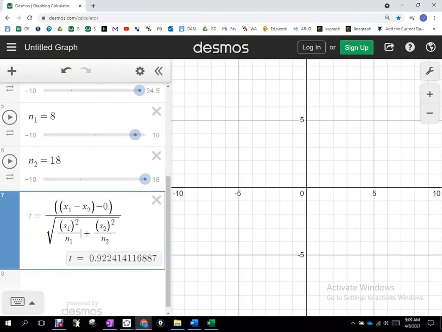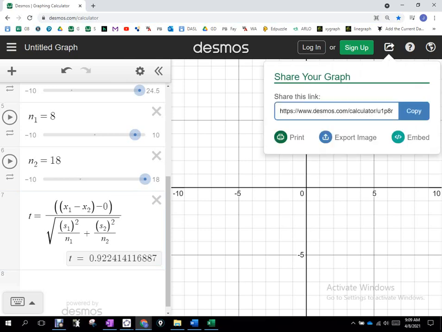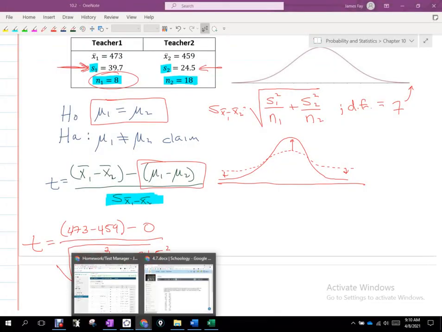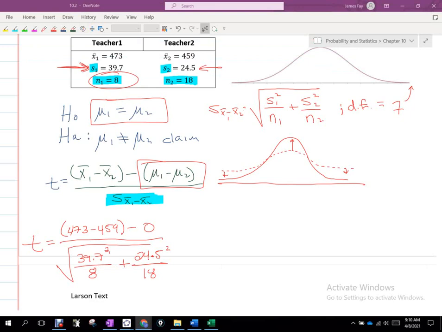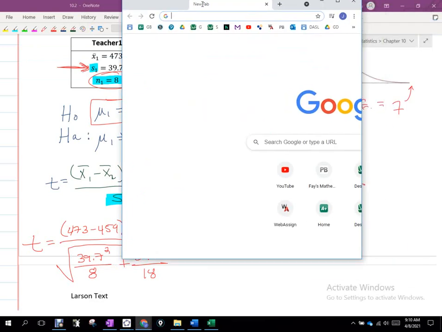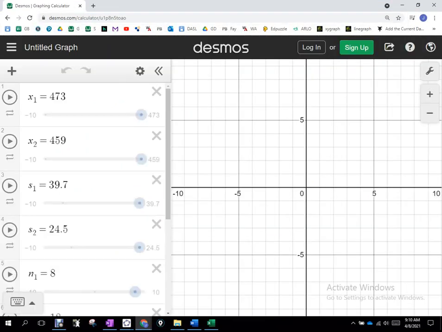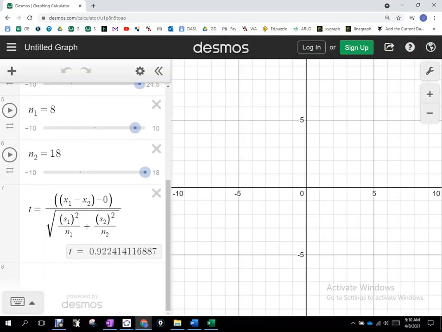And it gives me my t-score to be 0.922. And now, here's the thing with Desmos. If I click right here, you see where it says share graph? If I click that, it'll give me a URL. I'm going to copy that URL. And now if I close this out, open another window, paste that URL in, it's all still there, right? Does that make sense? Okay.